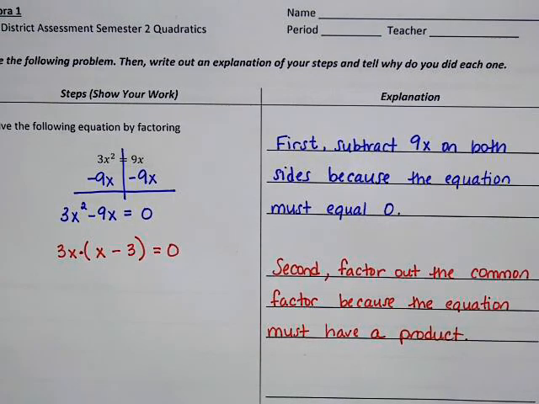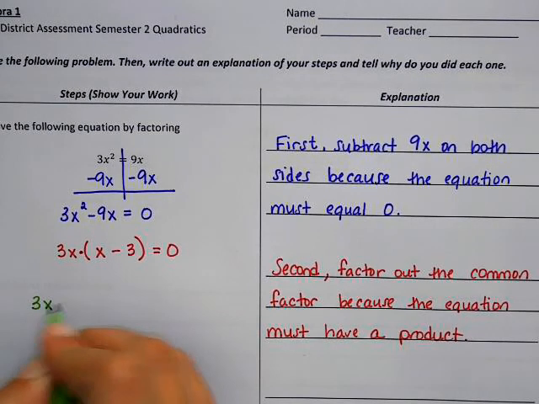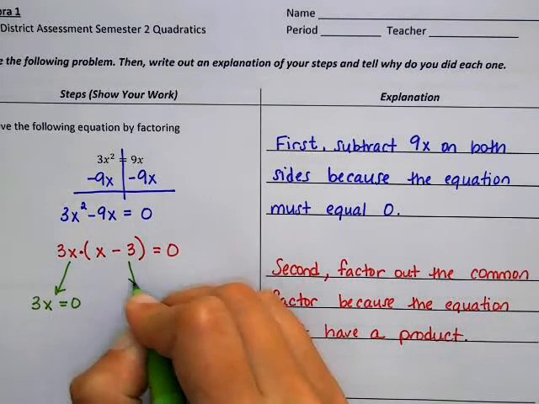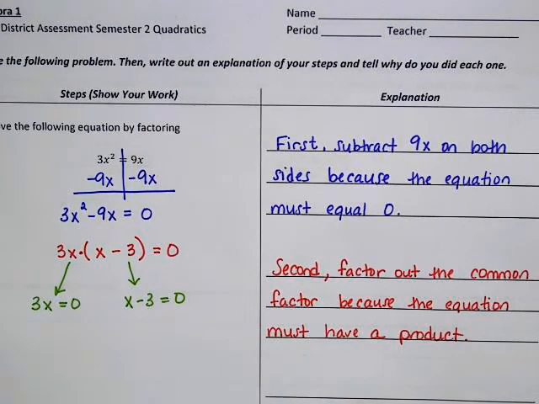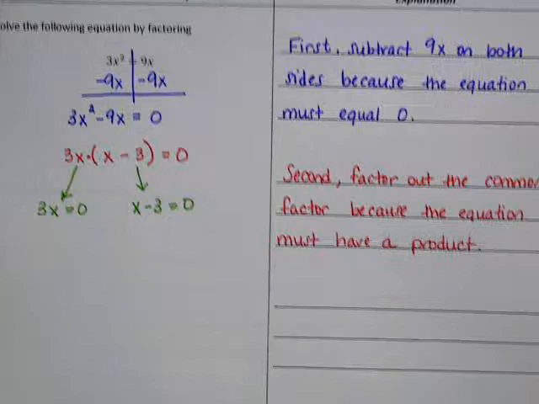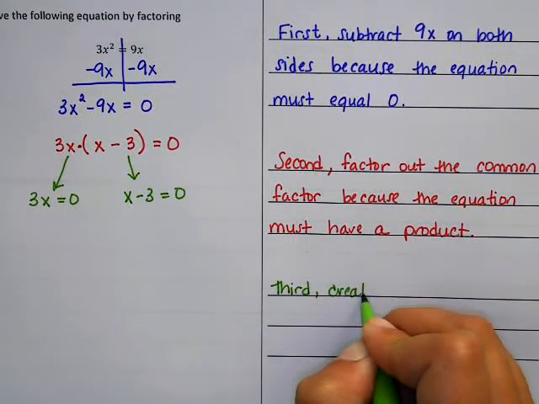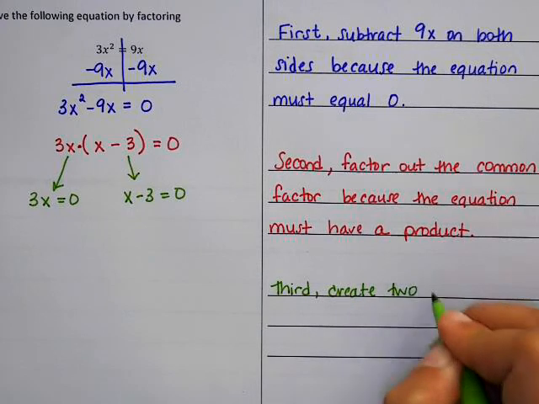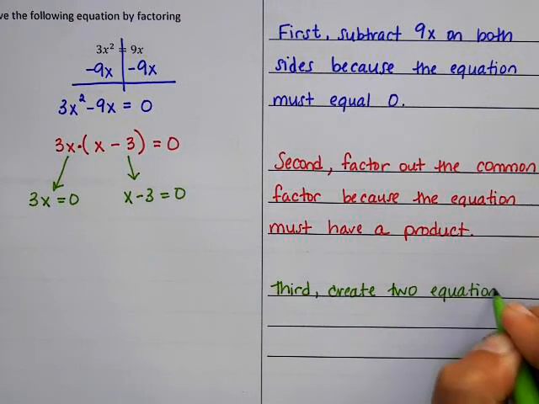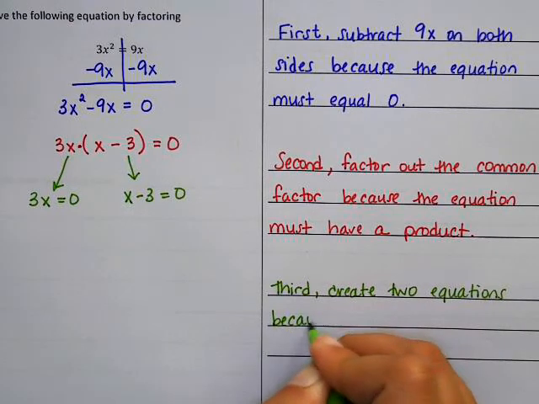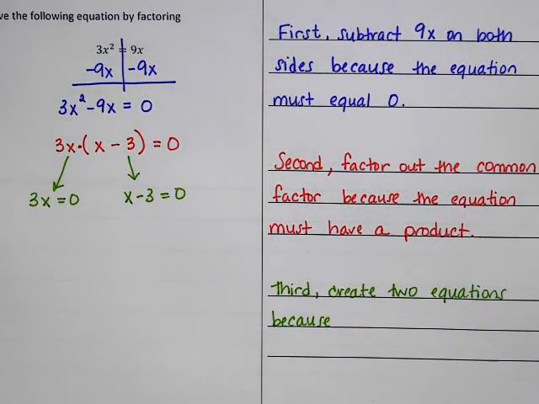Next, we make each part of this equation equal to 0. So in this problem, that means that we are going to have 3x equals 0 and x minus 3 equals 0. So we would say third, create, which means to write, two equations because, and the reason we do this is a special property called the zero product property.